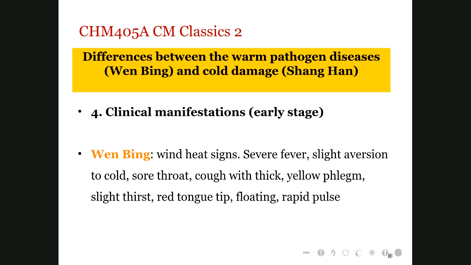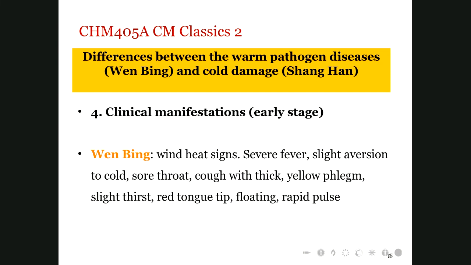Like one of the previous students asked, how do you know this has been happening like this or that? Nobody can actually see it happening. So what they can do is predict through the progression of clinical manifestations. So for Wen Bing, they have a fever straight away, which comes very quickly, and feel thirsty, sore throat.